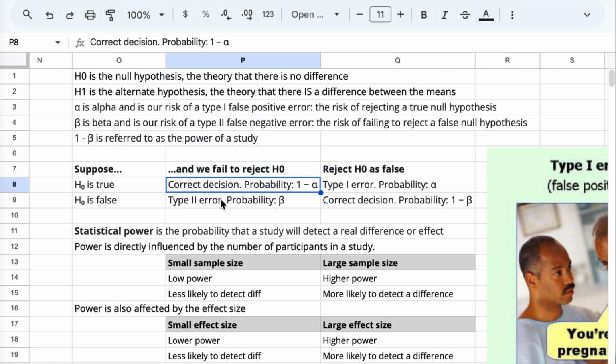And even if you take a test and the test comes back negative, it's possible that's a false negative and that you actually have the condition. So with that, see what you can do with this week's homework.